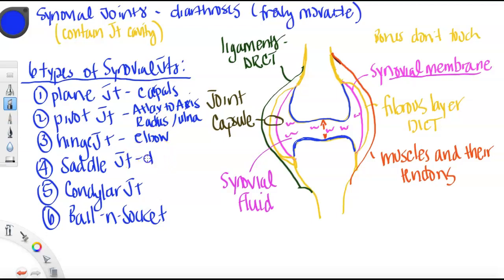The saddle joint is the thumb. Condylar joints are the fingers. Fingers to the hand or to the metacarpals. And then the ball and socket joint is the shoulder and the hip. So go through there and make sure you know what those are and how they move.